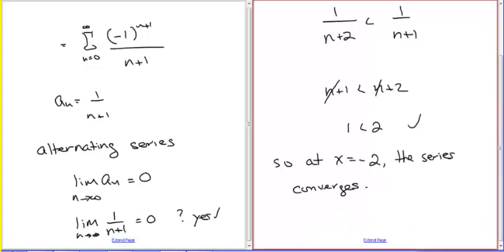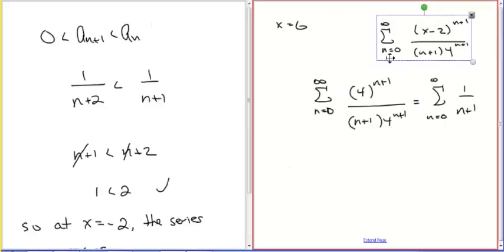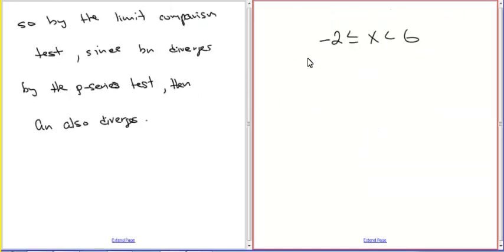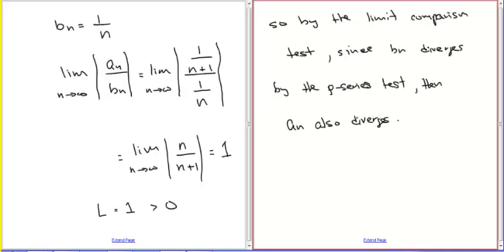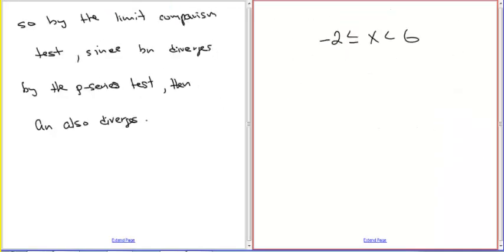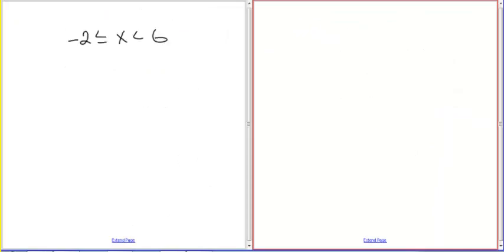When x equals 6, the series 1 over n plus 1 here diverges, and therefore the interval of convergence is this. They don't say why this one diverges, but it diverges because of the limit comparison test. Okay, so that's 21. I mean 22. I need to fix that, make sure I don't assign you the wrong problem. 24 is the next problem.